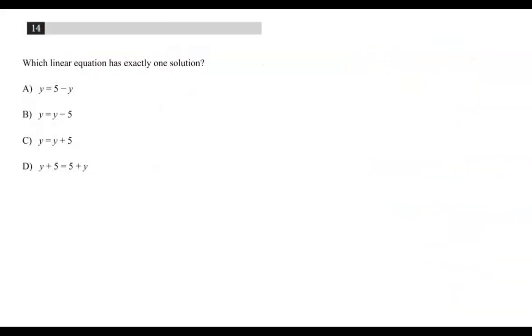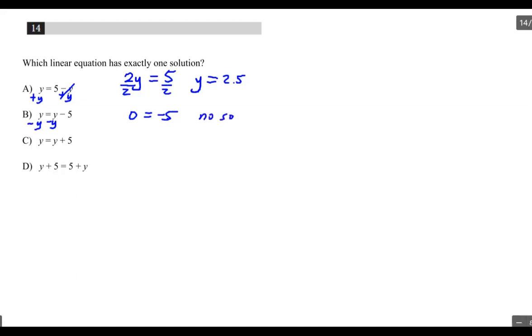All right, which linear equation has exactly one solution? Well, let's try to solve these out and see what we get. So on this first one, if I add that y to both sides, this is going to cancel. I'm going to get 2y equals 5. Divide both sides by 2, and I get y equals 2.5. Well, there's one solution. On this next one, if I subtract y from both sides, I get 0 equals negative 5. Well, my y has disappeared. That's a false statement. So this one would be no solution.